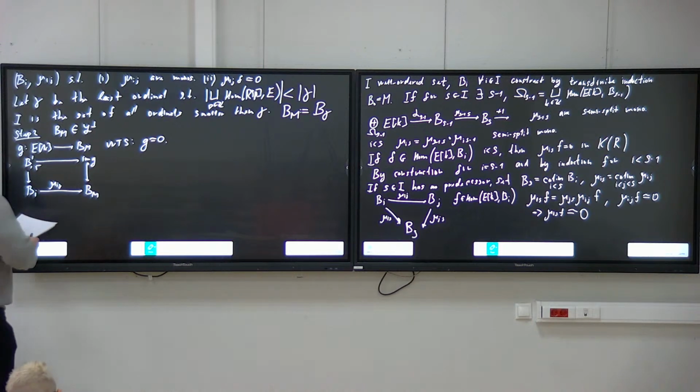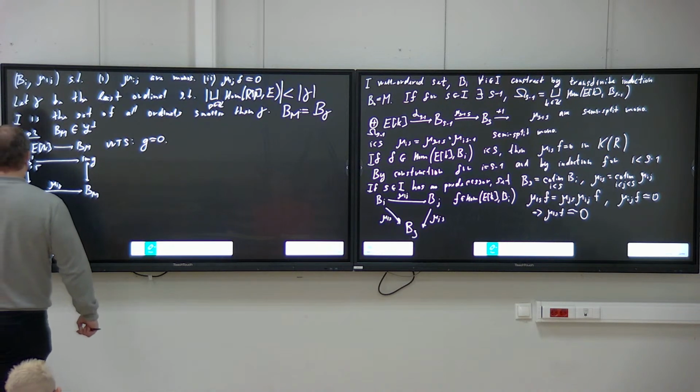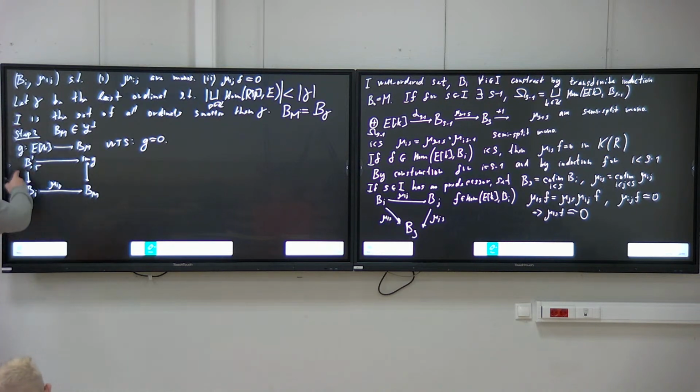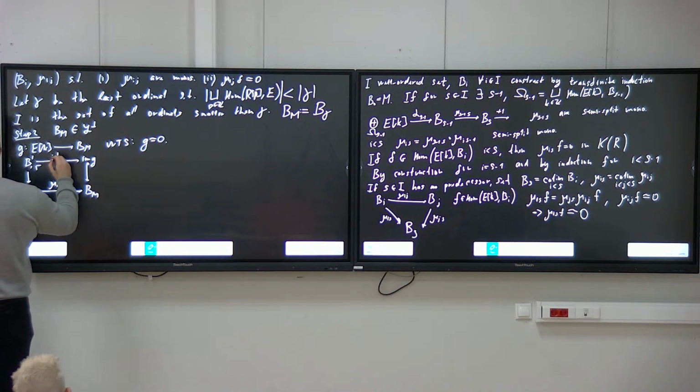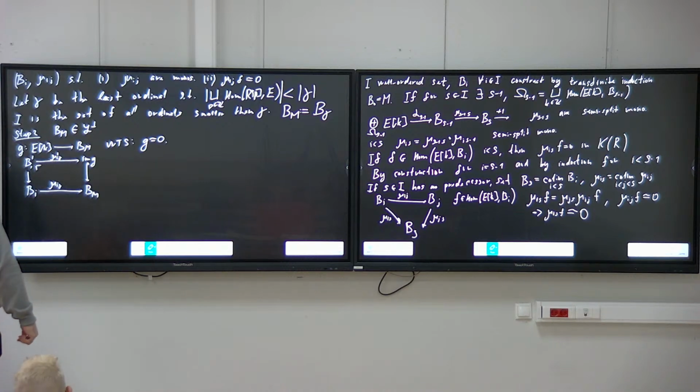So I'm constructing the new directed system, which I'm going to call Bi prime, and that's the definition of this object and the objects of the directed system. And I also want to introduce notation. So this map here will be a mu prime with the indices I and gamma, the same as the lower arrow.